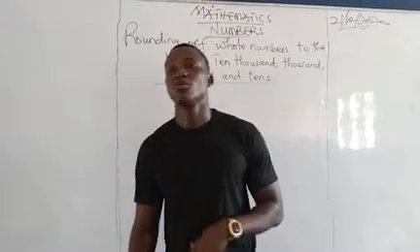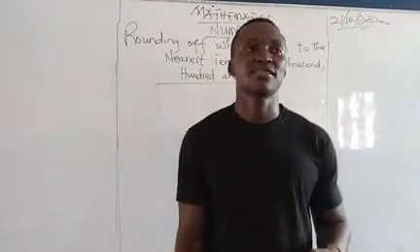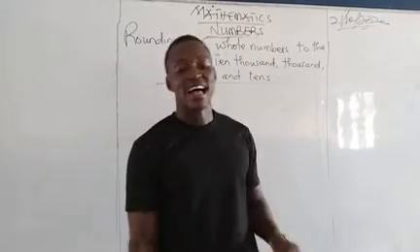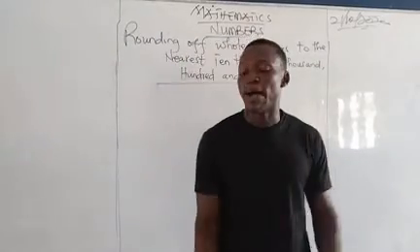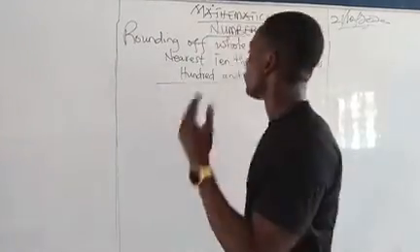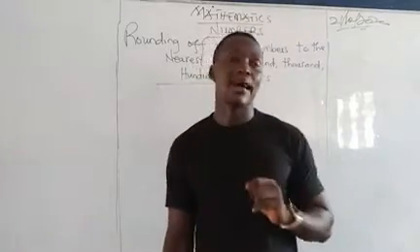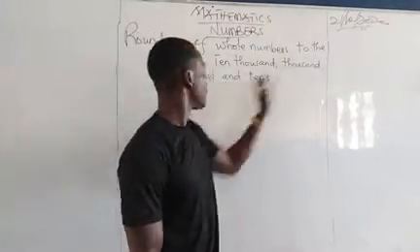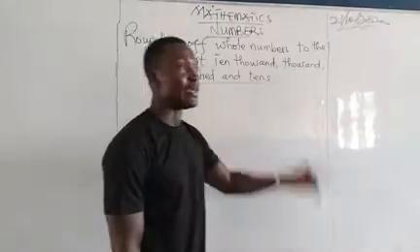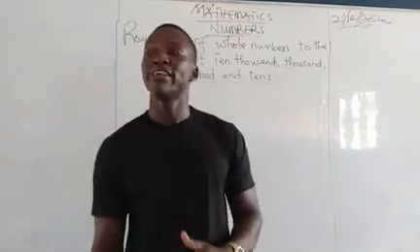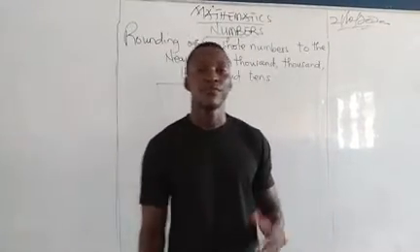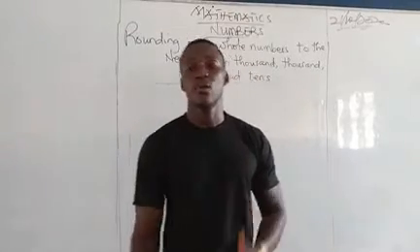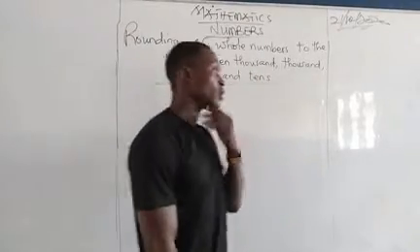Today we are moving on with our mathematics class, and we are going to do the last subtopic under numbers, and that's rounding off whole numbers to the nearest 10,000, 1,000, hundreds and tens. Rounding off whole numbers to the nearest 10,000, 1,000, hundred and what? Ten. Alright.